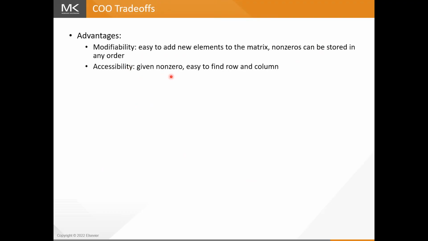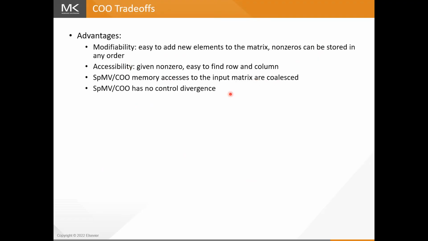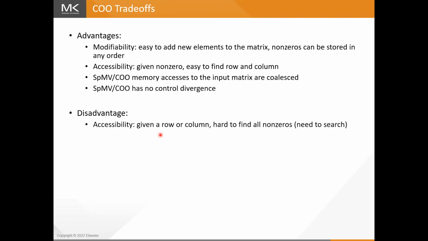Given a non-zero, it's easy to find the row and the column. And then the memory accesses to the input matrix are coalesced, and we don't have control divergence. These are the advantages. For the disadvantages, given a row or a column, it's hard to find the non-zeros in that row or column. We have to do a linear search. The memory accesses to the output vector require atomic operations, and the memory accesses to the input vector may or may not be coalesced.